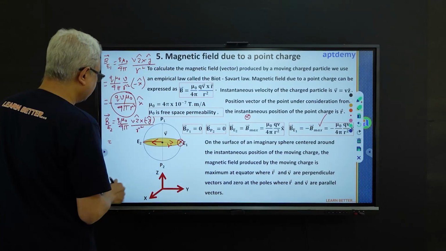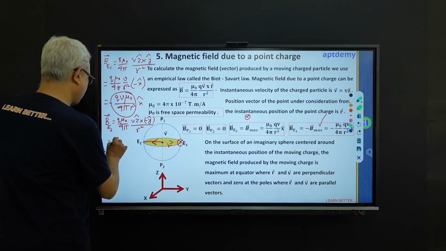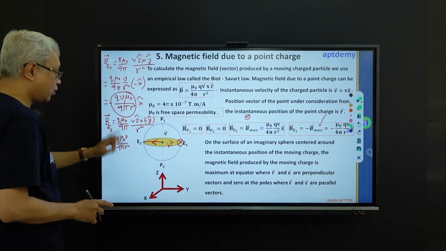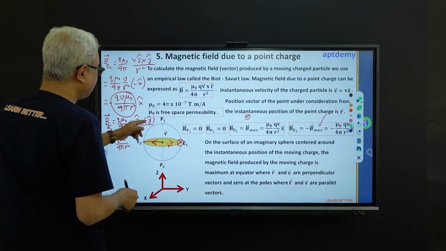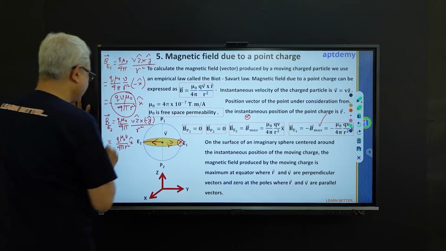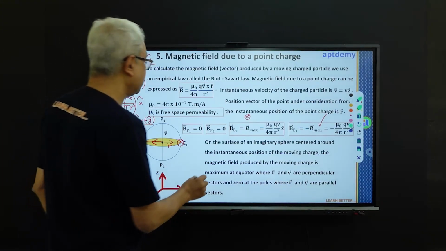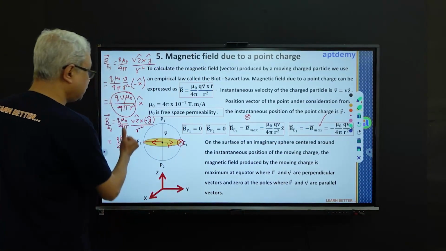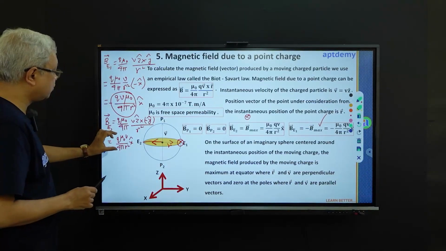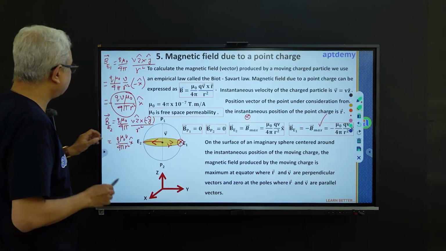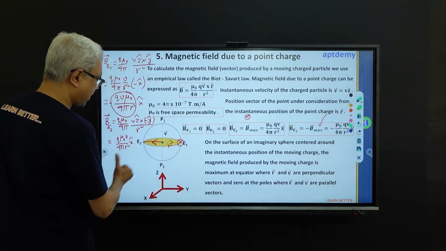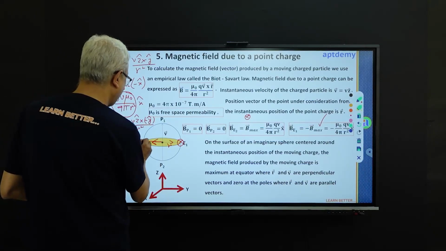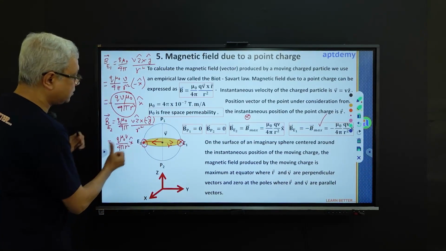So it is q mu naught v by 4 pi r square, and z cap cross y cap is negative of x cap, and there is another negative sign, so it becomes x cap. So B e2 becomes mu naught q v by 4 pi r square x cap. So at this point e2, the field magnitude will be the same as that at u1, but the direction will be in the positive x direction. That means it will come out of the plane of the board in this direction.